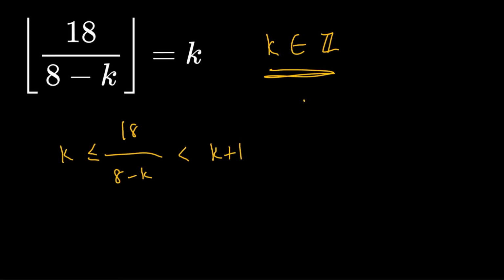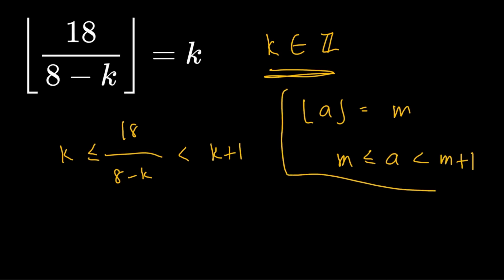Whenever you have the floor of a, let's just say it's m, then a would have to be between m and m plus 1. So it's going to be greater than or equal to m, but less than m plus 1. This is a nice thing that you could use for floor functions because it gives you a bound. So for questions that involve floor functions, it's going to be a lot of bounding, taking a look at the integers, and something like that.